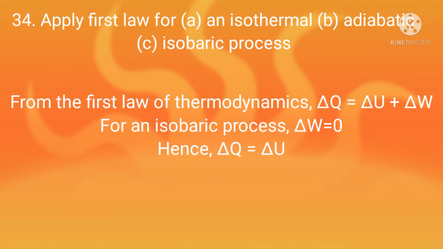Now let us apply the first law of thermodynamics in isobaric process. From the first law of thermodynamics, delta Q equal to delta U plus delta W. For an isobaric process, delta W equal to 0, therefore delta Q equal to delta U.